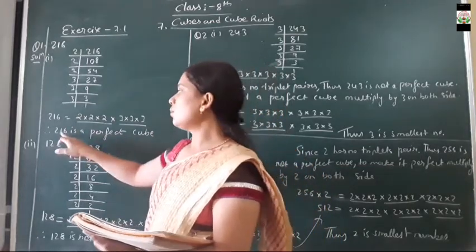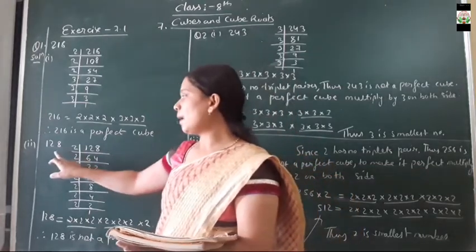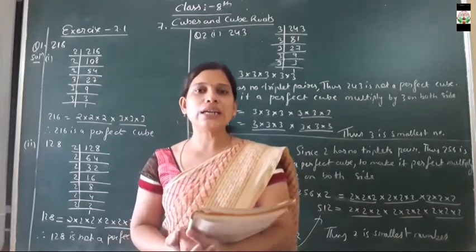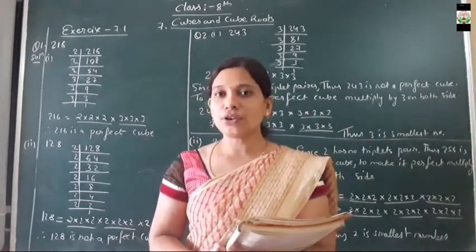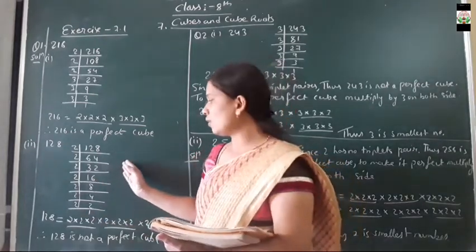Thus we can say that 216 is a perfect cube. Okay, moving toward the B part of the question, 128, we have to find out whether 128 is a perfect cube or not. So in order to find whether 128 is a perfect cube or not, we first have to find the factors as shown over here.